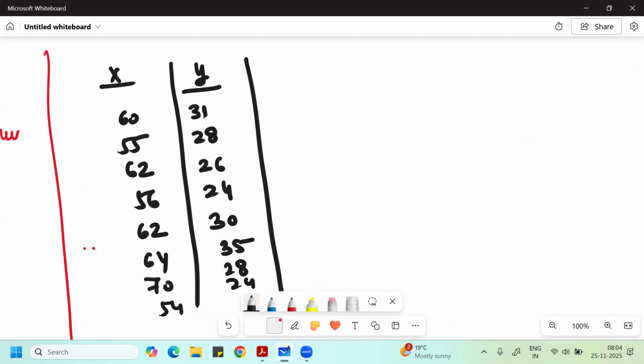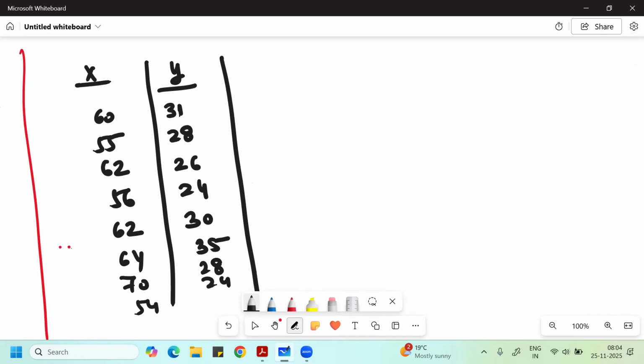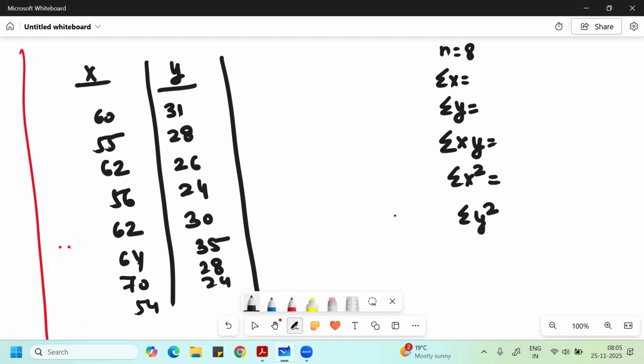We can count what n is. N is 1, 2, 3, 4, 5, 6, 7, 8. N is 8. We can find the sum of x, just add it. We can find the sum of y. We can multiply x and y and find the sum. We can find the square of x and its sum, and the square of y and its sum. All this we can do, right? That is one way of doing it.